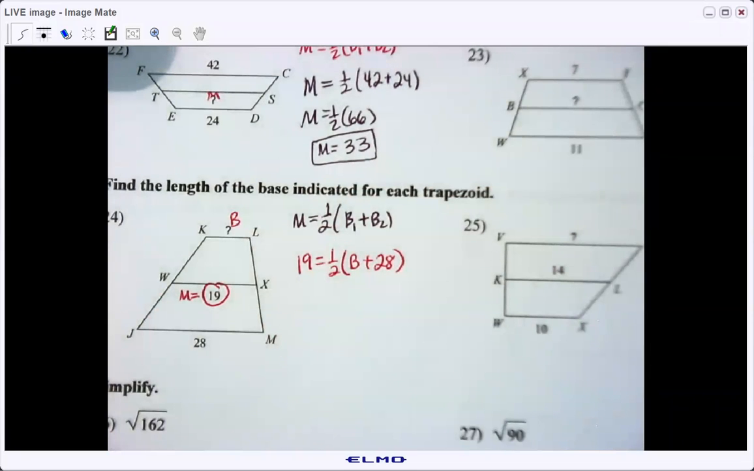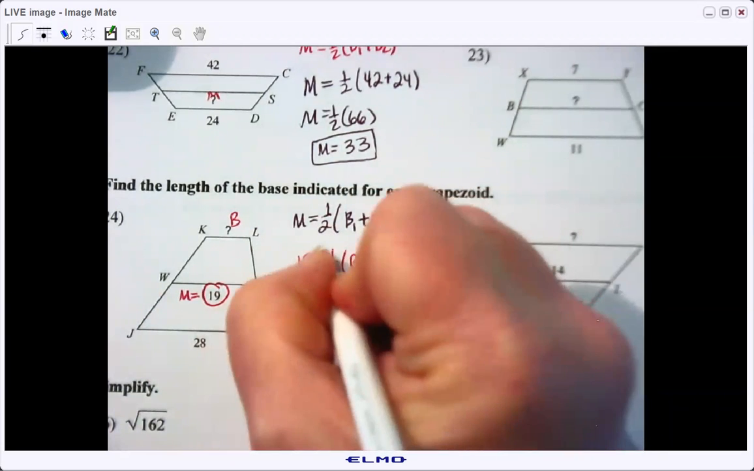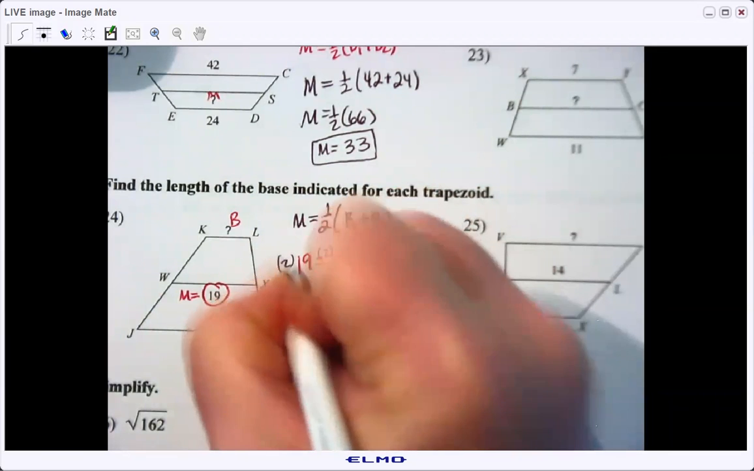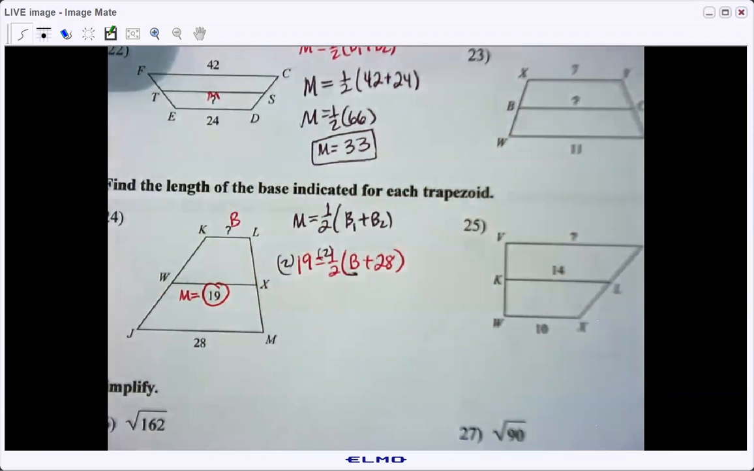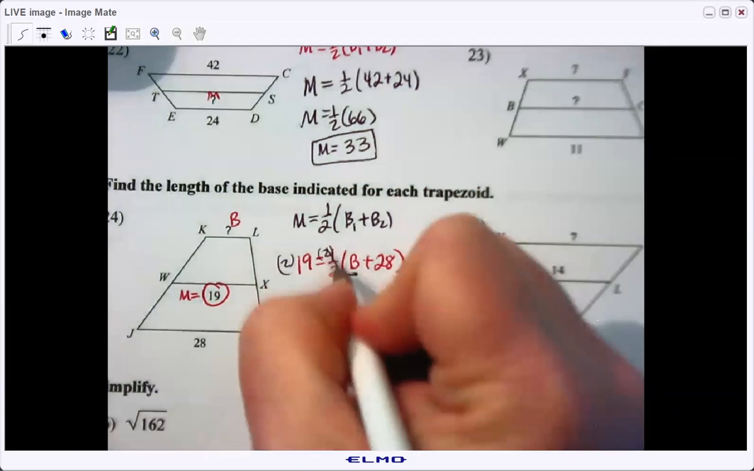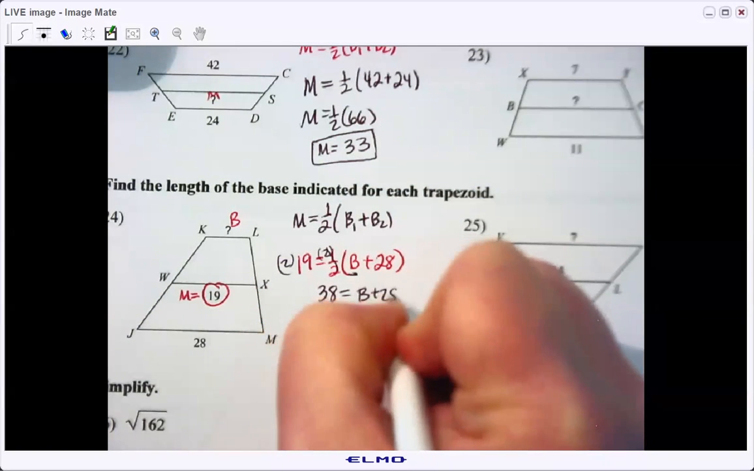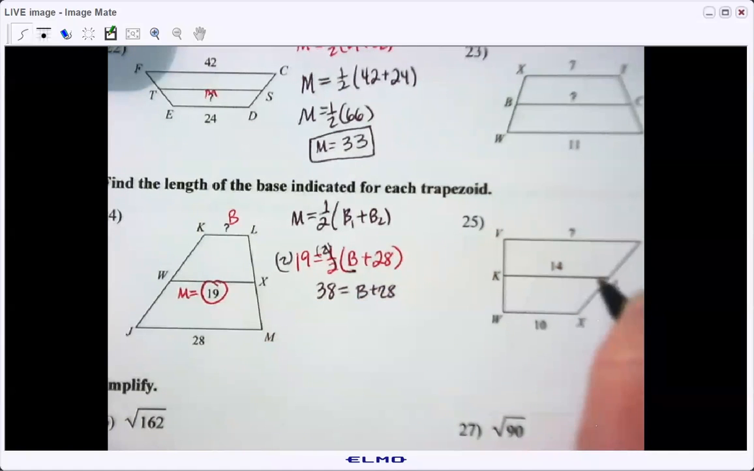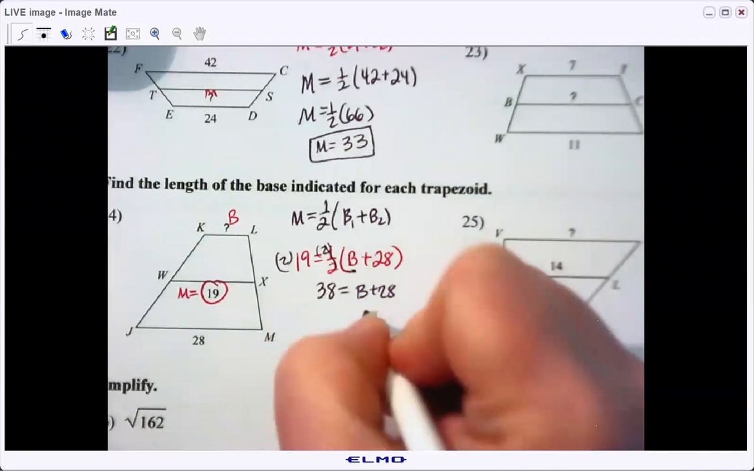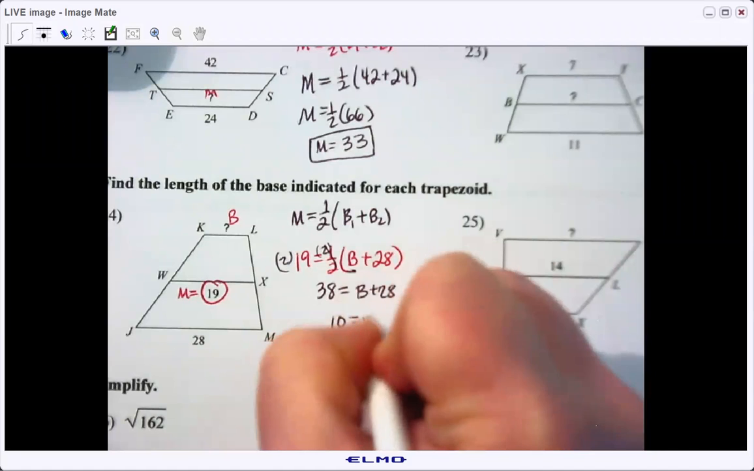Do I need to multiply both sides by 2? Yes, because the variable is inside the parentheses. I do need to multiply both sides by 2 to get rid of the 1/2. So that makes these cancel. So I have 38 is equal to B plus 28. And subtracting 28 from both sides, you get 10 equals B.